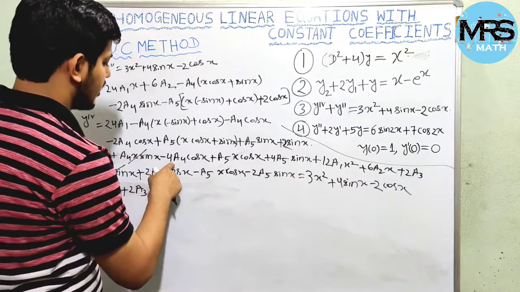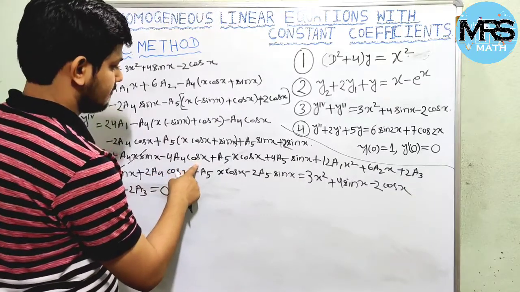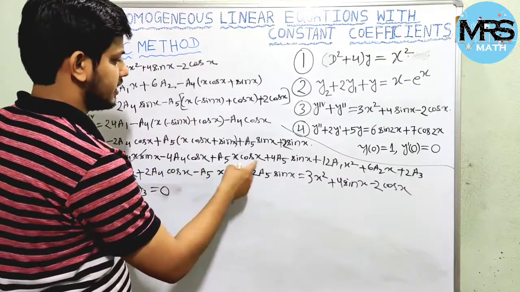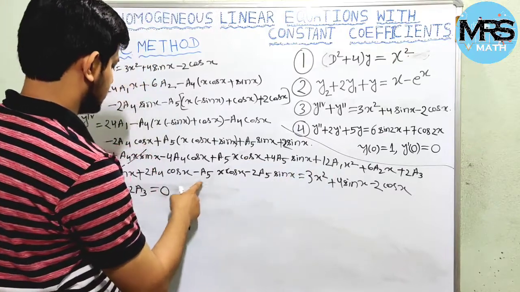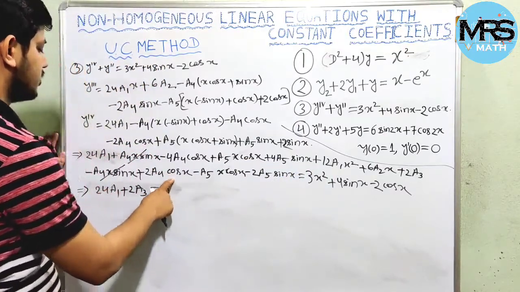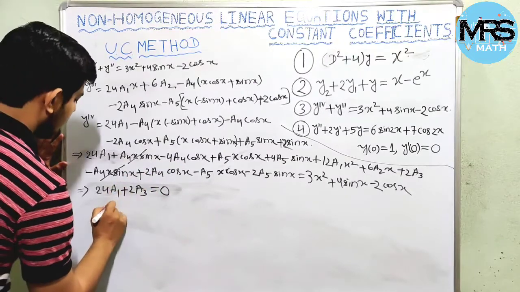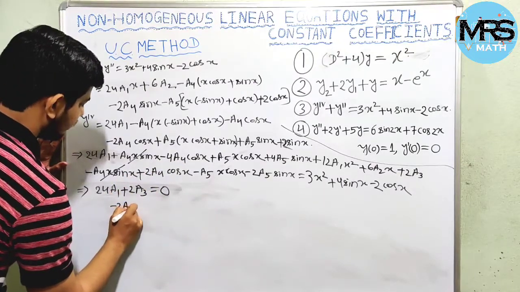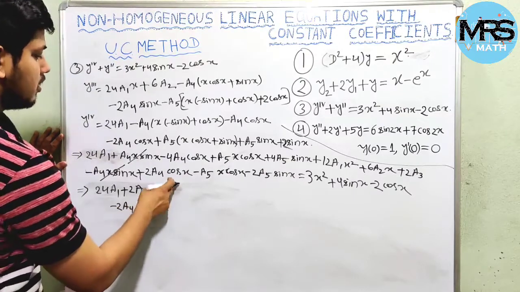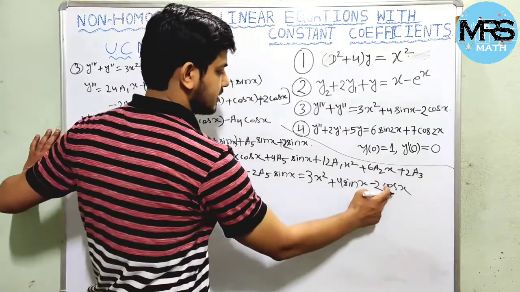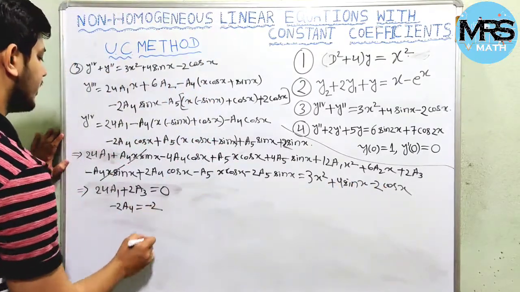Now 4a4 cos x. Is any cos x there? Yes, this one. So minus a4 plus 2a4, what we can write is minus 2a4, which is equal to the coefficient of cos x, that is minus 2.